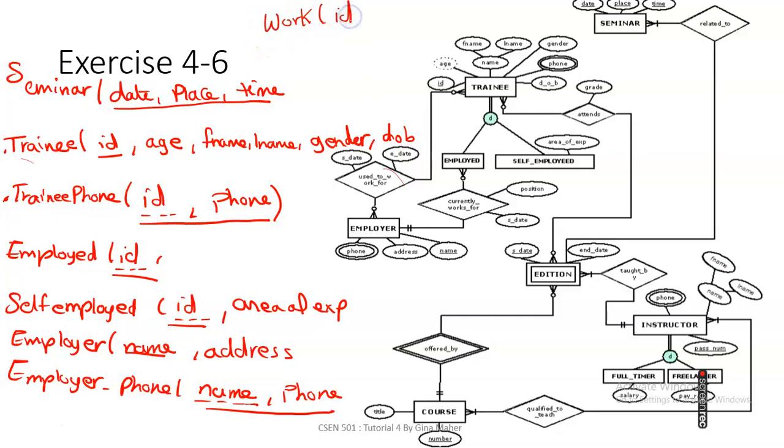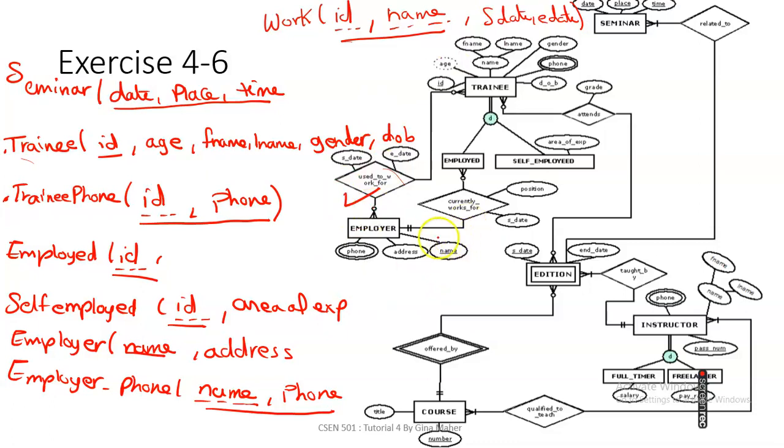Take the primary key of trainee as a foreign key and take the primary key of the employer, which is name, as a foreign key as well, and both together will be the primary key of this relation, adding the attributes which are found on the relation itself, which are the start date and end date. So now we are done with this relation.